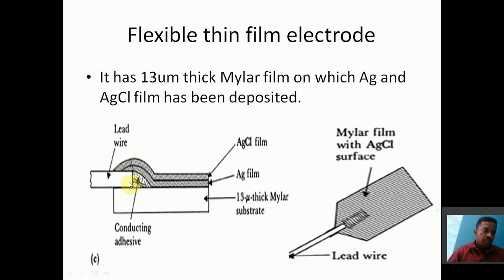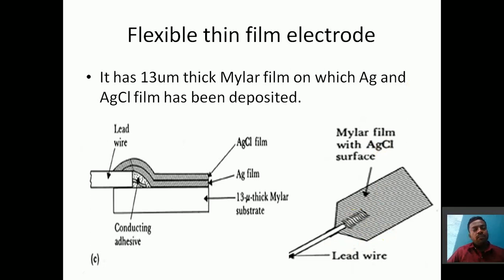This is our lead wire. This is an adhesive. This is a silver chloride film. This is a silver film. This is our substrate, a 13 micrometer thick Mylar substrate. This is a cross sectional view. This is the top view of this electrode, which looks like a sticker. Here we have a wire. On the back side we have the silver and silver chloride film. So, Mylar film with silver and silver chloride.